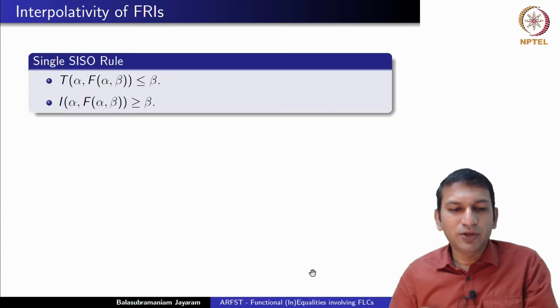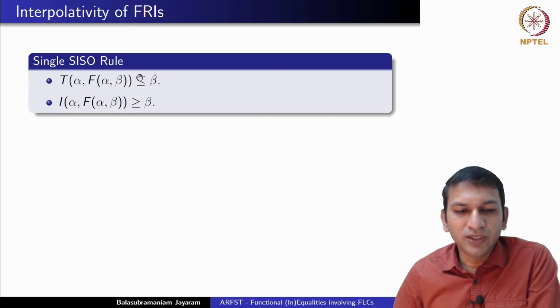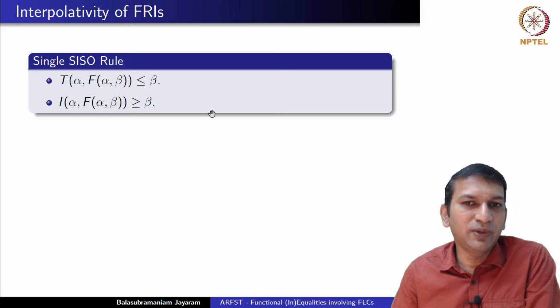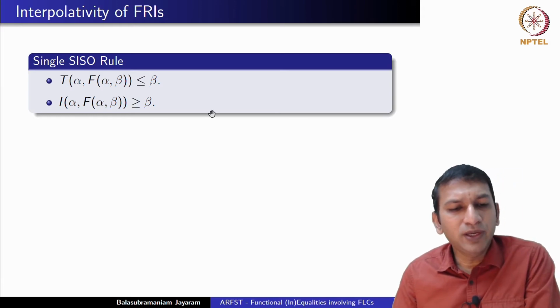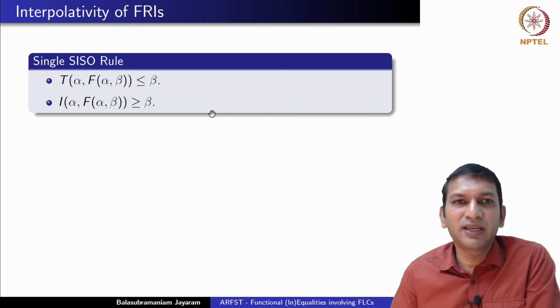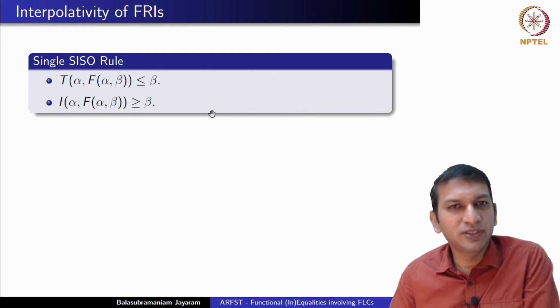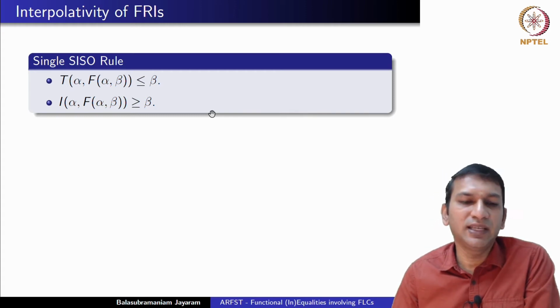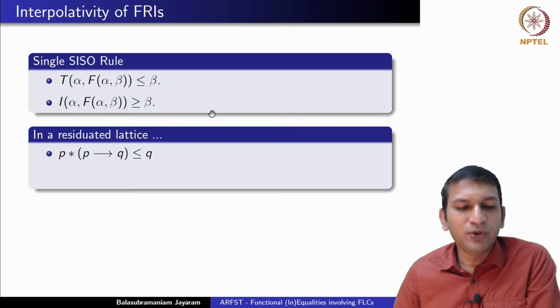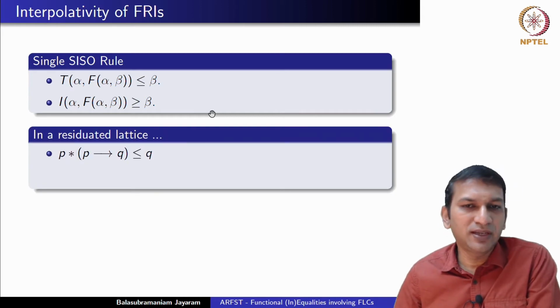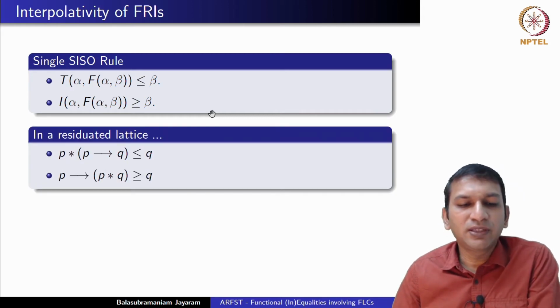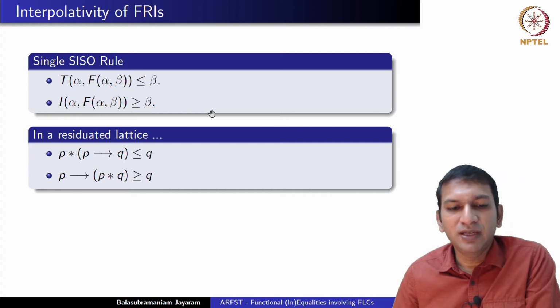So in that sense, these are two functional inequalities because instead of equality we have an inequality, and what we are doing is over the entire range of alpha beta, which in our case is the unit interval 0-1, we are looking for functions t and f that will satisfy this inequality. And what we found was, when we consider the residuated lattice structure, these were two properties that were already available for us when we consider t to be star and f to be the corresponding residuated implication.